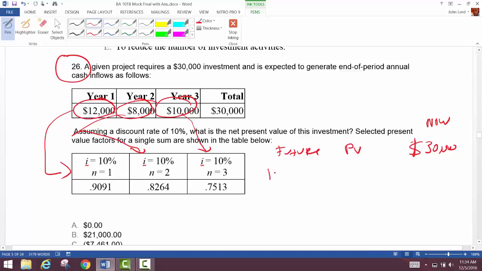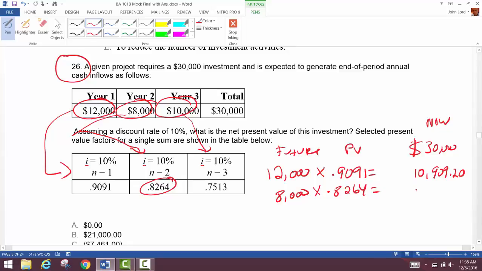So we've got the 12,000, that cash flow for the first year, and that has to be discounted for one period, with the factor given to us as 0.9091. That gives me 10,909.20. Okay, good. Then I've got this $8,000 for year 2, and I pick up the present value factor for 2 periods for $1, 0.8264. That gives me 6,611.20.